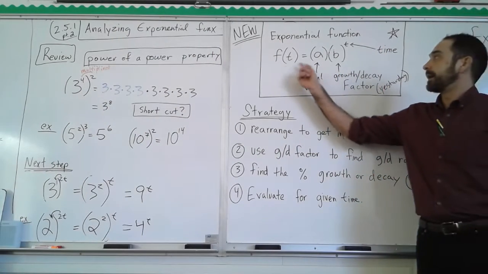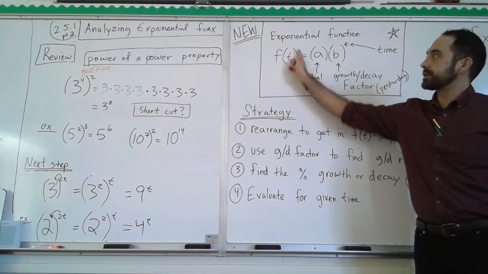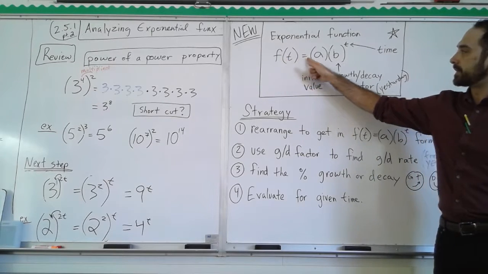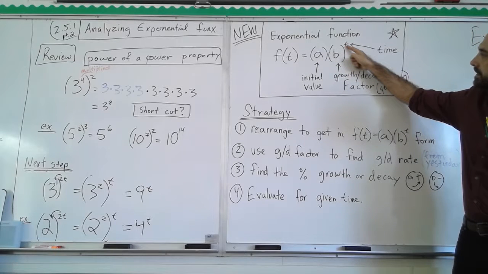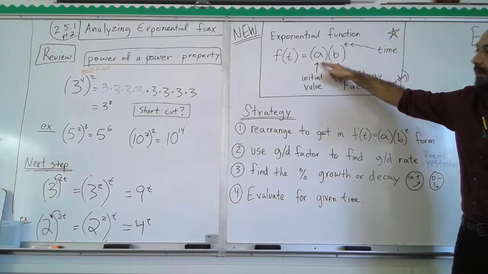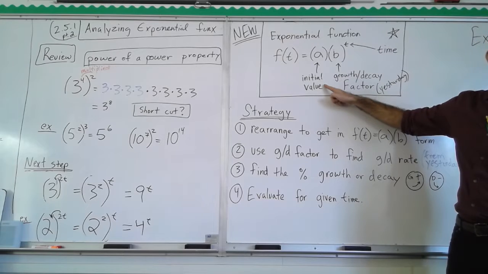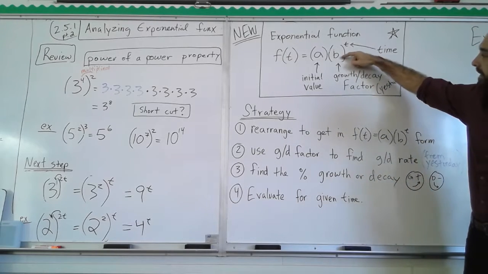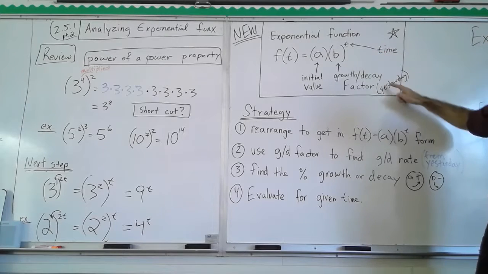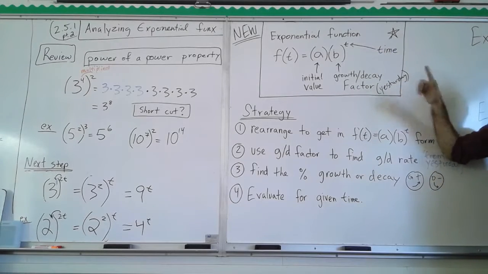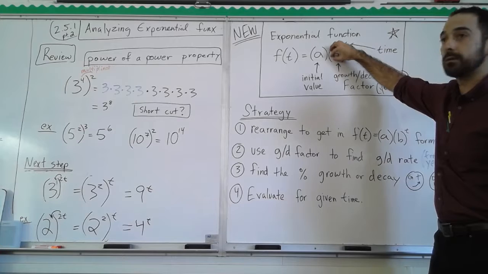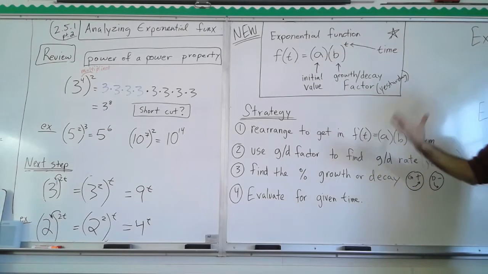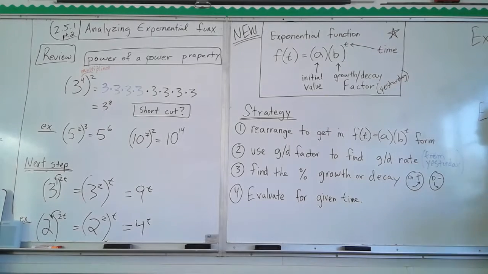So f of t, the function of time, remember function notation, is equal to a times b raised to the t. The a value every single time is the initial value. That's what we're starting with. And b is our growth decay factor. This is what we did yesterday. Remember yesterday this was some decimal. If it was 0.34, we took 0.34 minus 1. We then figured out if it was growth or decay and changed it to a percent.